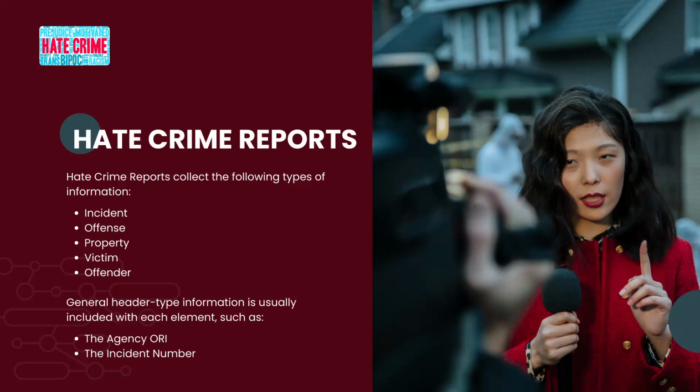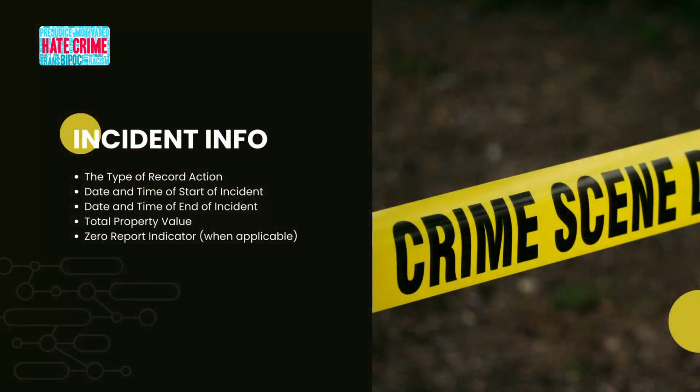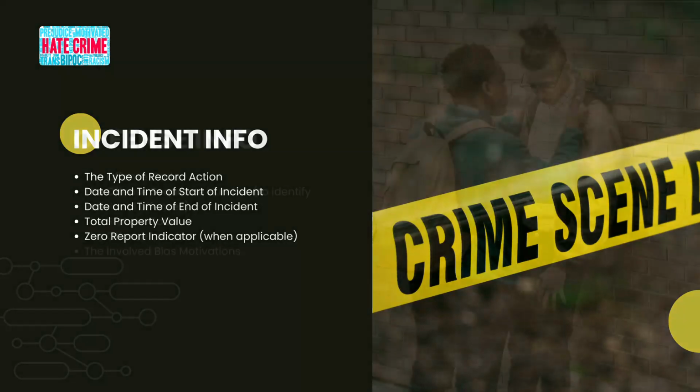Some general header type information is usually included with each element, things like the Agency ORI number and the incident number. For the incident information, we usually see the following types of data: the type of record action, the date and time of the start of the incident, the date and time of the end of the incident, total property value, and a zero report indicator.